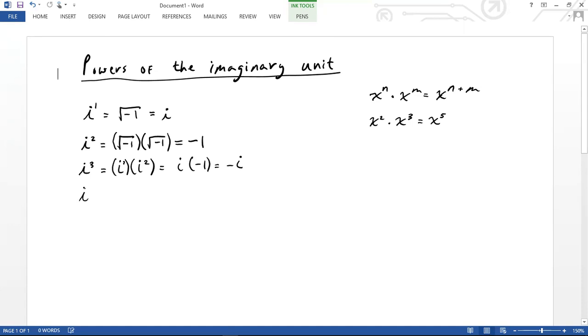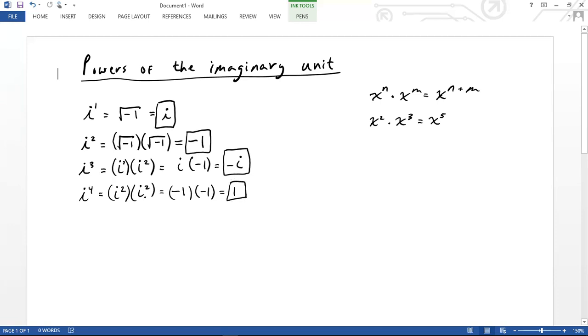Now we have i to the fourth, which is the same as i squared times i squared, because 2 plus 2 is 4. But we said that i squared is -1. So that's going to be -1 times -1, which is just 1. Okay? So i to the first is just i. i squared is -1. i to the third is -i. And i to the fourth is 1.